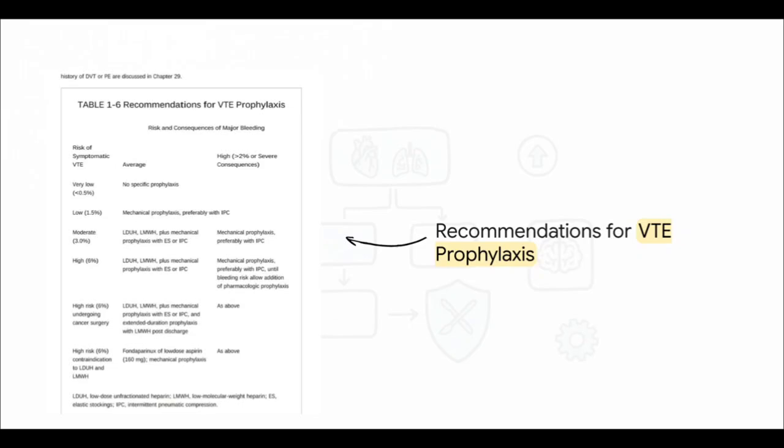But look what happens if the bleeding risk is high. If they are at high risk for major bleeding consequences, we immediately drop the pharmacologic agents. You rely strictly on mechanical prophylaxis until that bleeding risk subsides enough to safely allow for medications.